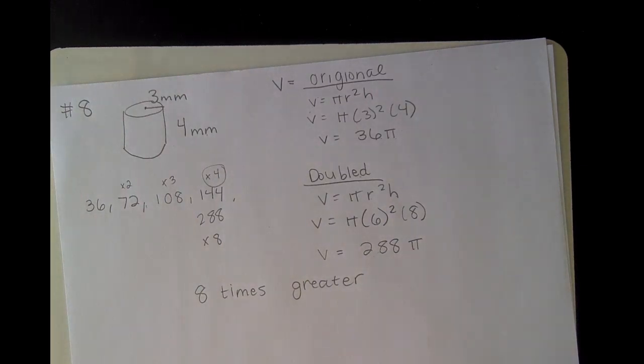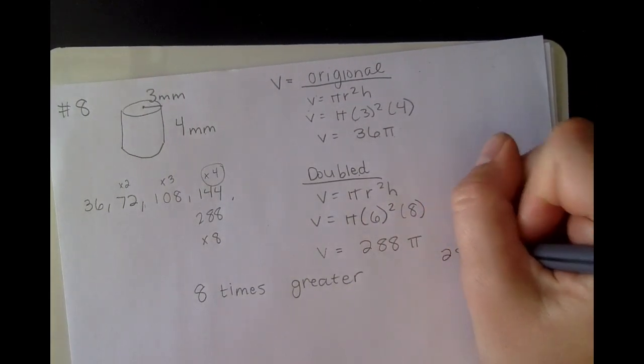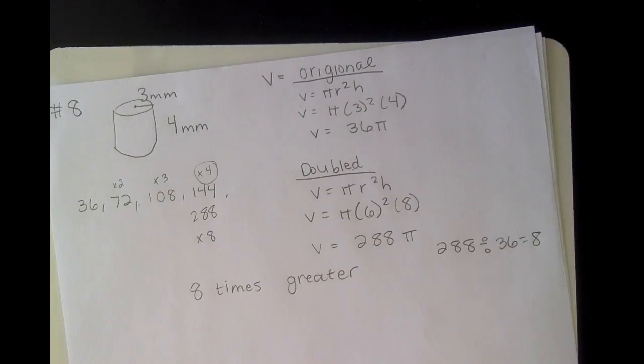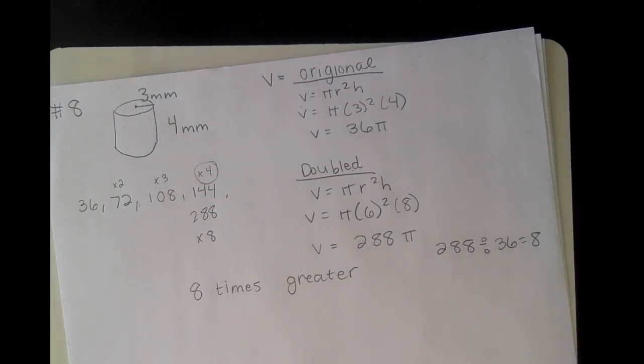Another way of doing this is you can also just divide 288 by 36, and that equals 8. So 36 times 8 is going to be that. Either way, two different options of solving it. All right, so let's move on.